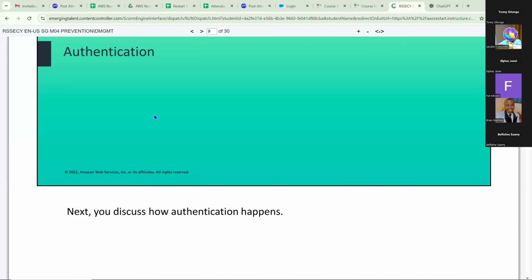AWS CloudTrail is normally used for accounting and auditing in AWS. That's very good.